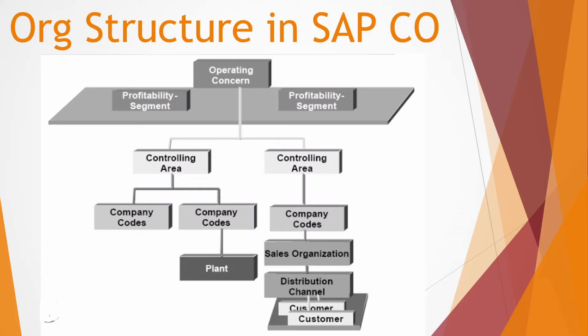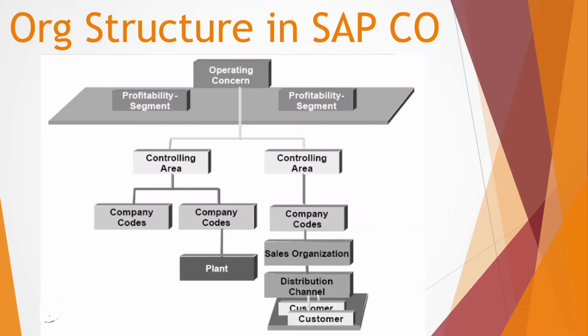You will ask why it is not a mandatory one? Because if you are going to use the functionality of COPA, controlling and profitability analysis, that is why it is clearly written profitability segment. If you are going to use that functionality, then you will have to create this operating concern. Otherwise it is not needed, and that is why operating concern is an optional component or org element or org unit or whatever you call it as.